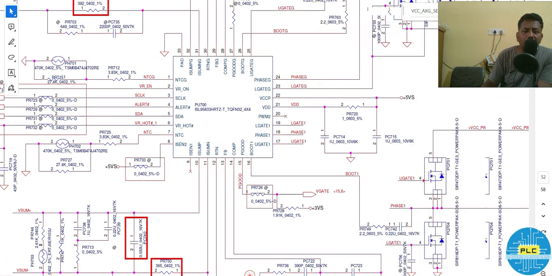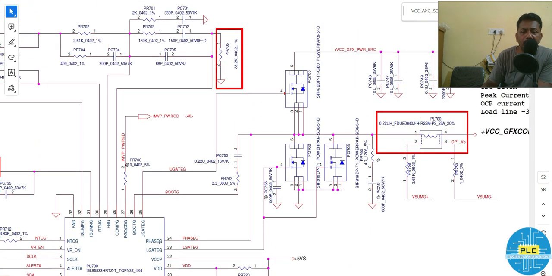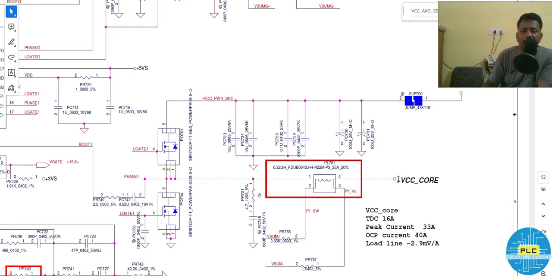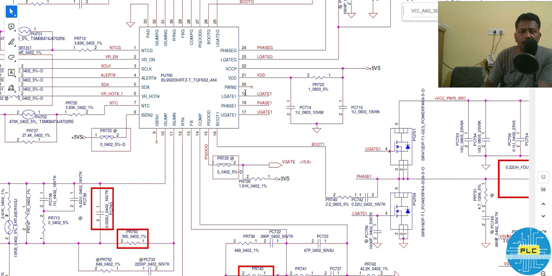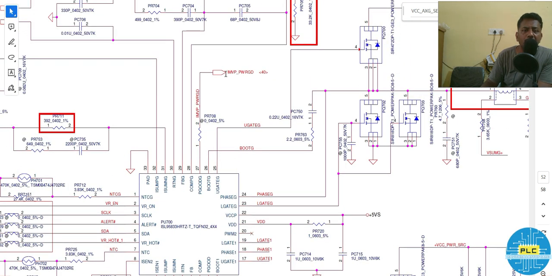But for the second one, the upper gate G and phase G depend on graphics. If you have graphics chips, then this core will work. Otherwise, only VCC core will work. Okay, you got my point? Then the final output will be V gate for VCC core, and here PG is IMVP power good for the graphics chipset.